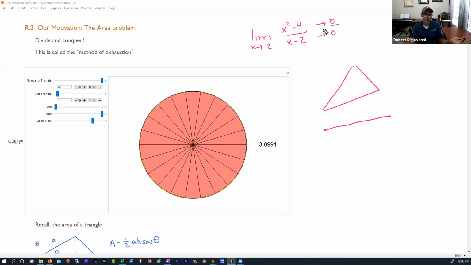But we find out later that, you know what? We can still get an answer from this. We can factor the numerator, x plus 2 times x minus 2. We can cancel these factors. And so this limit is actually equal to 4. So even though you cannot actually plug 2 in, because if we plug 2 in, we get 0 over 0, if you get closer and closer and closer to 2, you get an answer that's closer and closer and closer to 4.